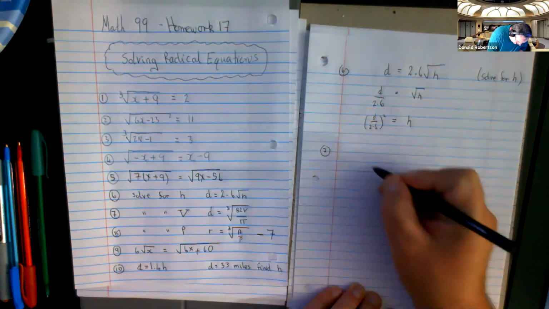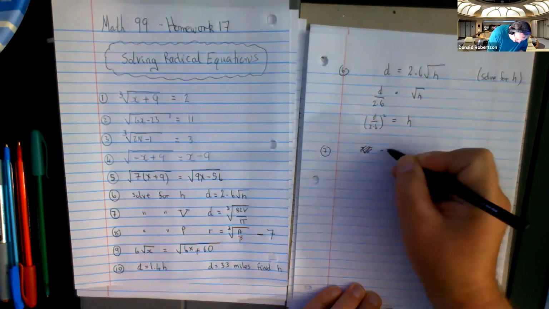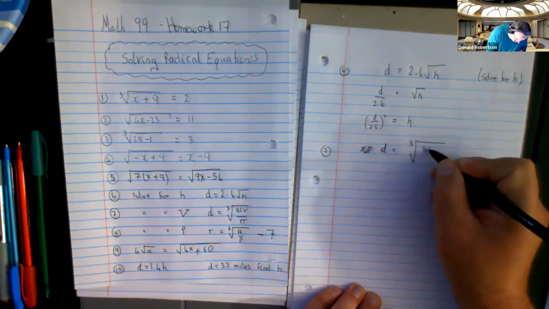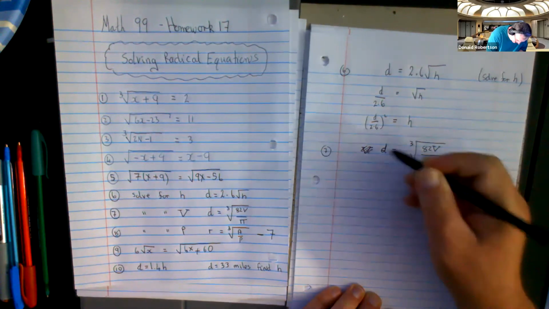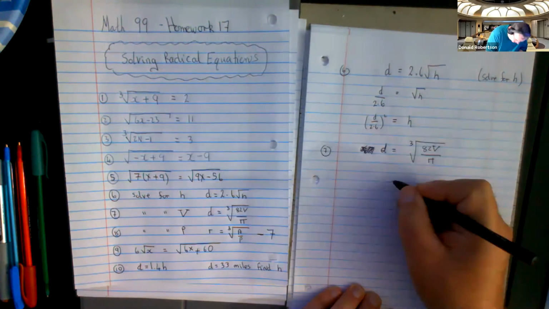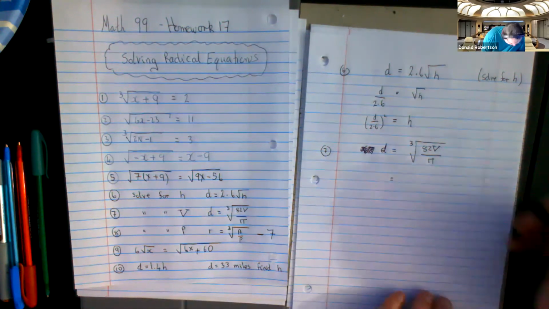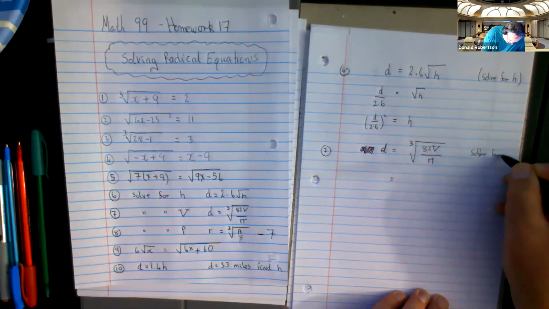Question 7. They get a little bit harder. V. Oops, there I go again. V equals the cube root of 82V divided by pi. I like this question. I like ones that are kind of like Russian dolls, things inside things inside things, right? So what do you think I should do to both sides to eventually get V on its own?